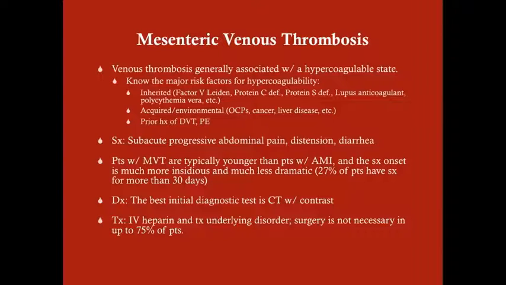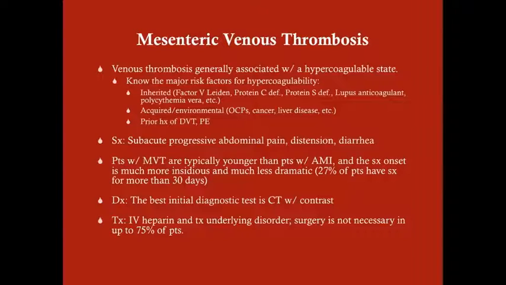risk factors for hypercoagulability. So there are the inherited diseases: factor V Leiden, protein C deficiency, protein S deficiency, patients with lupus who have the lupus anticoagulant, and then the disease known as polycythemia rubra vera. All of these are risk factors for thrombosis, for hypercoagulability.